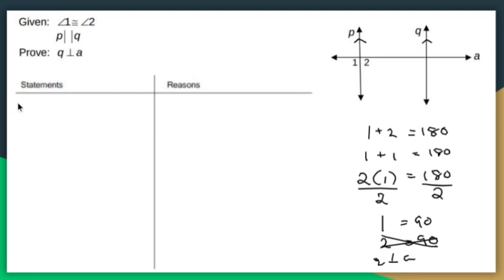All right, step number 1 is always going to be your given. Angle 1 is congruent to angle 2, and P is parallel to Q.